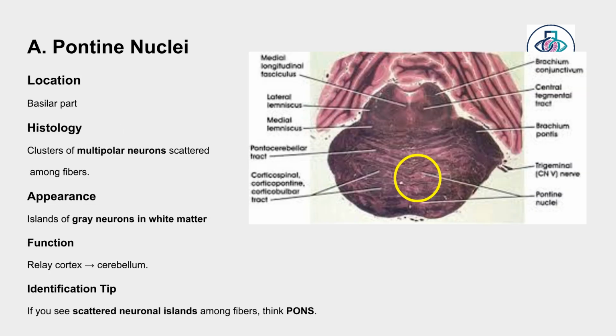The pontine nuclei are located in the basilar part of the pons. Histologically, they are clusters of multipolar neurons scattered among fibers, appearing as islands of gray neurons in white matter. They function to relay cortex signals to the cerebellum. Look for scattered neuronal islands to identify the pons.